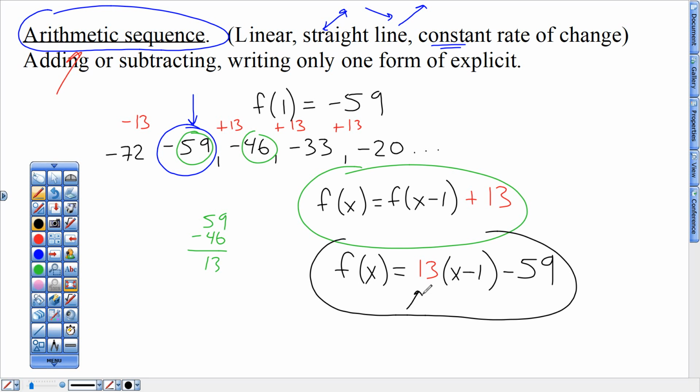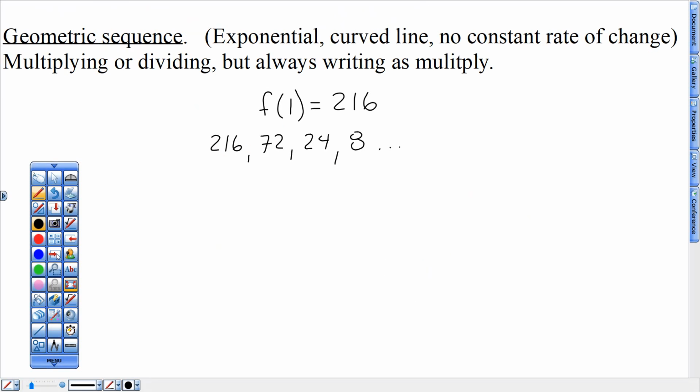All right, next concept is geometric. Geometric is what we call exponential, which is not straight. It is a curved line, not a constant rate of change. You're going up by a little bit and then by a huge bit. It's not a constant rate of change.